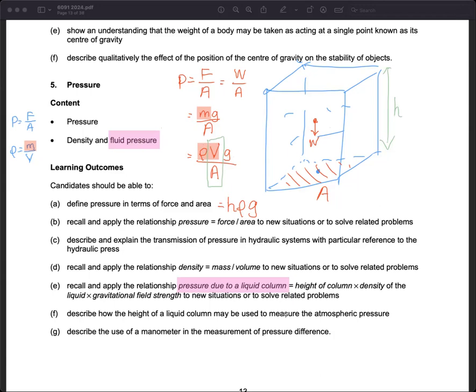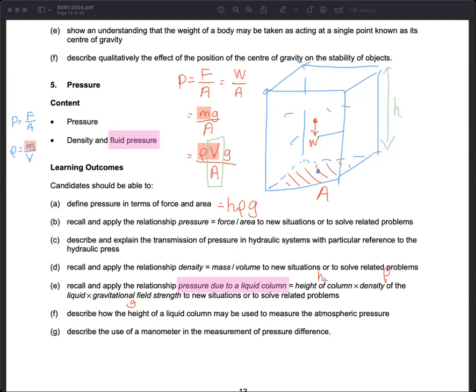Okay, so I'm just trying to show you how I actually derive the formula of pressure due to a fluid. Is that clear? Okay, so height of column is H. Density of the liquid is rho, and gravitational field strength is G. Is that clear so far?